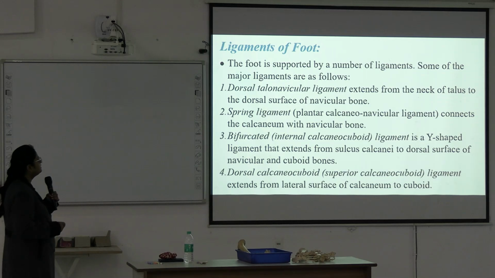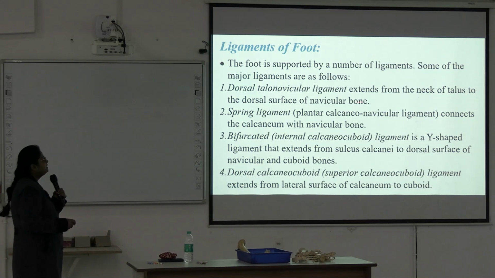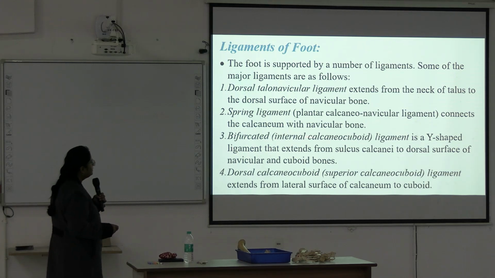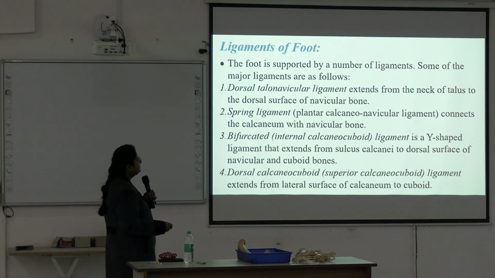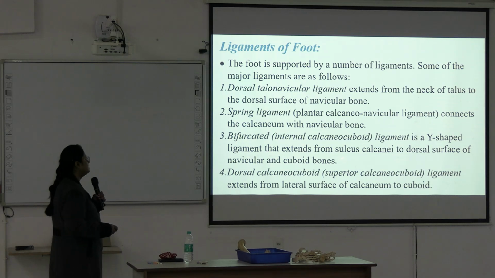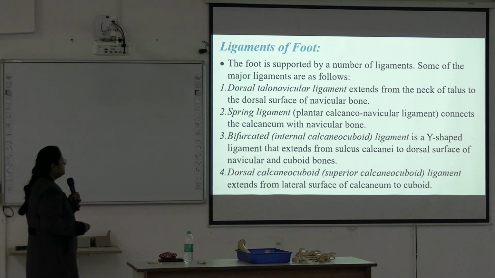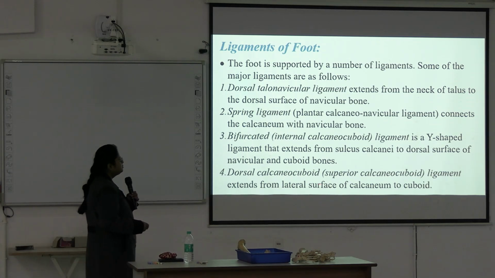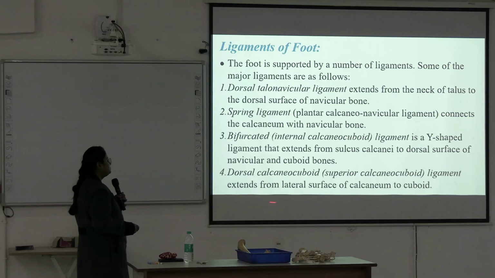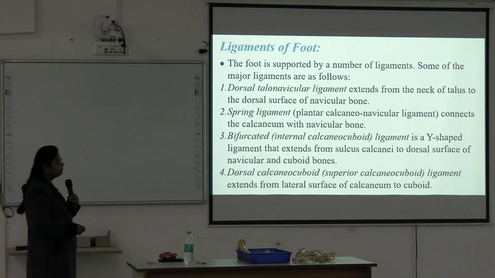Some of the major ligaments are the dorsal talonavicular ligament. It extends from the neck of the talus to the dorsal surface of the navicular bone. Spring ligament, also known as plantar calcaneo-navicular ligament, connects the calcaneum and navicular. Spring ligament is asked very frequently. Bifurcated or internal calcaneocuboid ligament is a bi-separate ligament that extends from the sulcus calcaneae to the dorsal surface of the navicular and cuboid bone. Next is the dorsal calcaneocuboid, superior calcaneocuboid ligament, which extends from the lateral surface of the calcaneum to the cuboid.